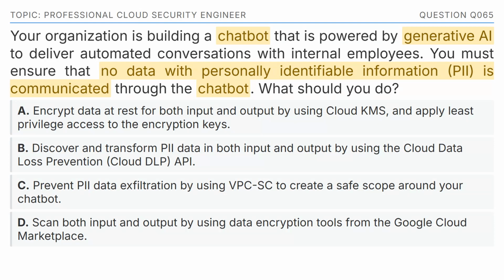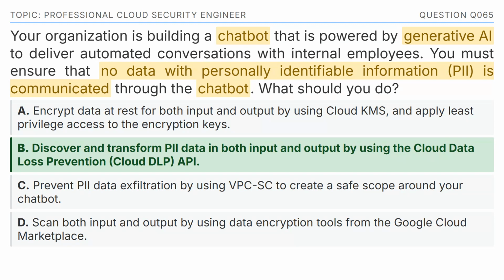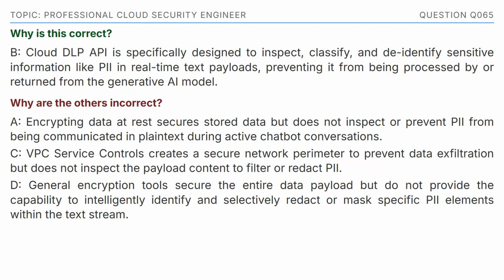To arrive at the correct answer, we focus on the keywords: chatbot, generative AI, no data with personally identifiable information, PII, is communicated. The correct answer is option B. Discover and transform PII data in both input and output by using the Cloud Data Loss Prevention, Cloud DLP, API. Why is this correct? B.